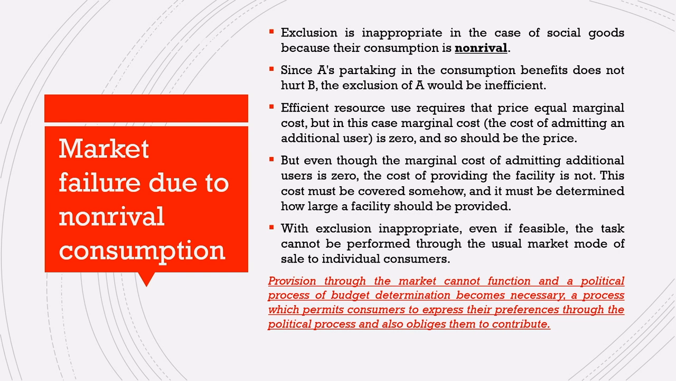For example, we discussed that exclusion becomes difficult in the case of social goods because of their non-rival characteristic, and efficient resource use would therefore require that price equals marginal cost, but in this case, since marginal cost is zero, so should there be a price on it or not.